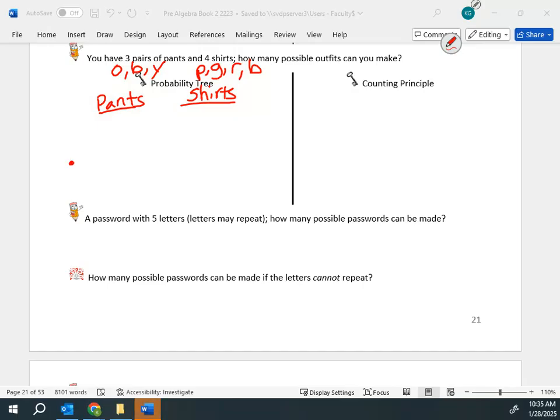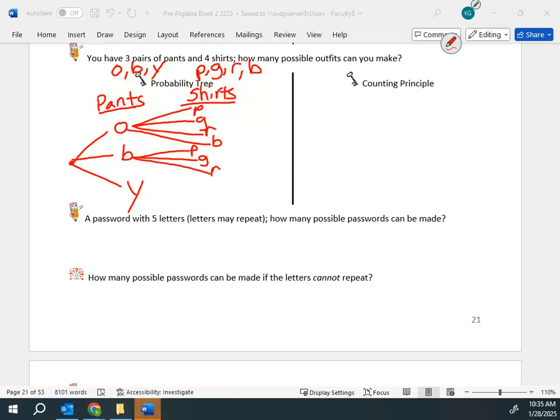Now what are my pant choices I could have? I could have orange, blue, or yellow. Then I have 4 different shirt colors. So if I have orange pants, I could have a pink shirt, orange pants with the green shirt, orange with the red, orange with the black. Blue with the pink, blue with the green, blue with the red, blue with the black. Yellow with the pink, yellow with the green, yellow with the red, yellow with the black.